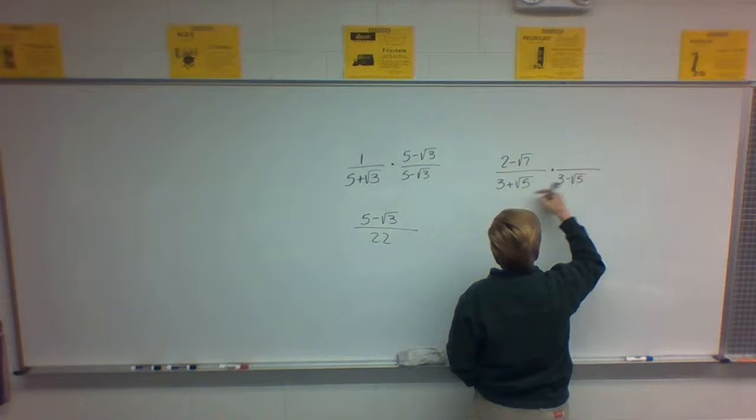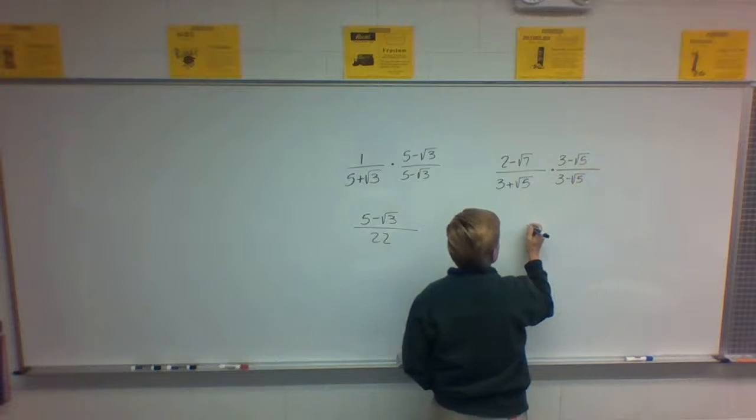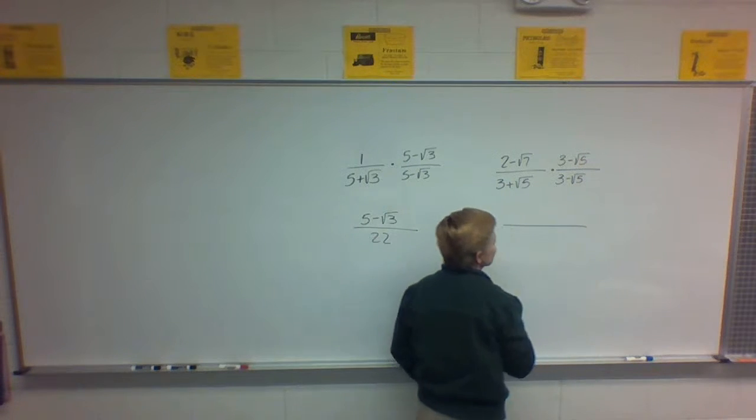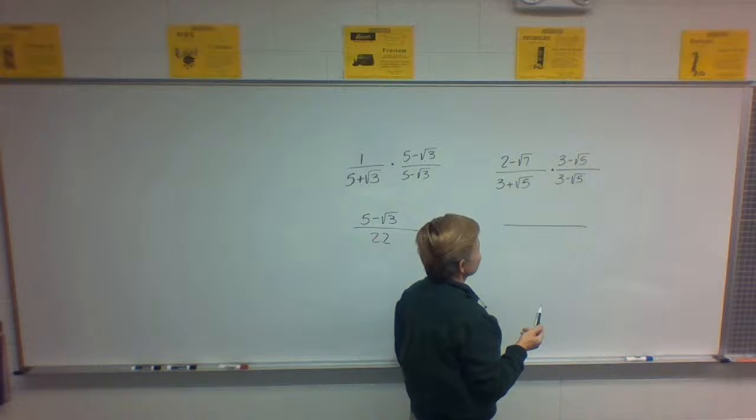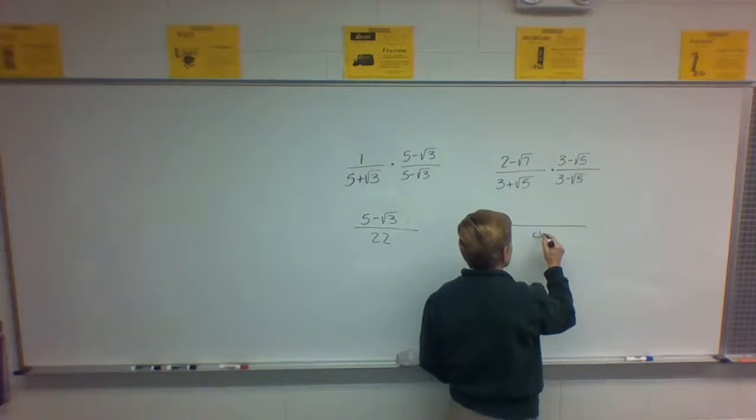3 minus root 5. The decision is made here. 3 minus root 5 on the top as well. So on the bottom, we probably know or can guess what we're going to get. We're going to get 9 minus 5. Big fat 4. That's what we want.